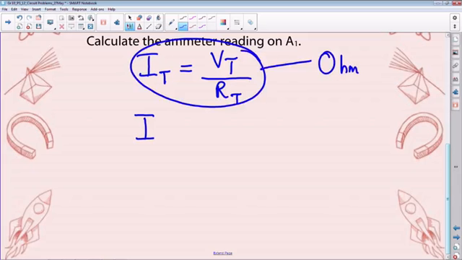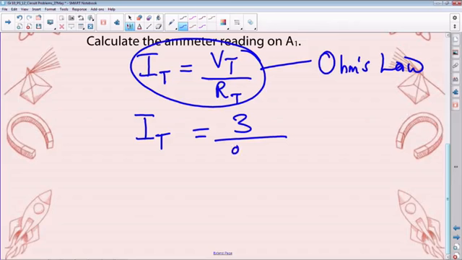Because these are ohmic conductors, so these follow Ohm's law, right? So what that says to us is that I total, take note of the subscripts, is total, okay? So this is going to be 3 divided by 12 over 11, okay? 12 over 11, in this case, we say it's 0.92. That's the total resistance in the entire circuit.